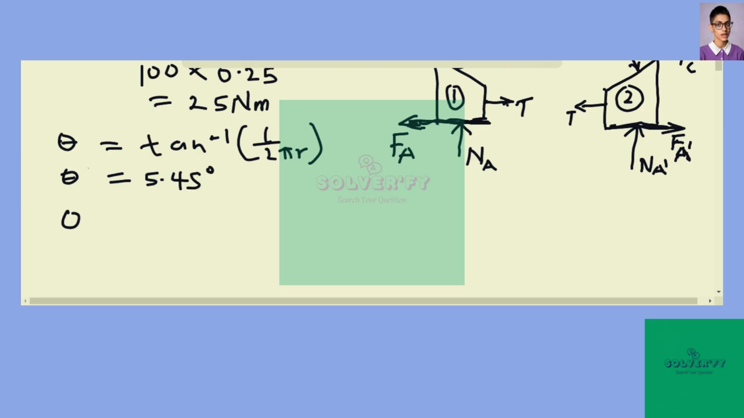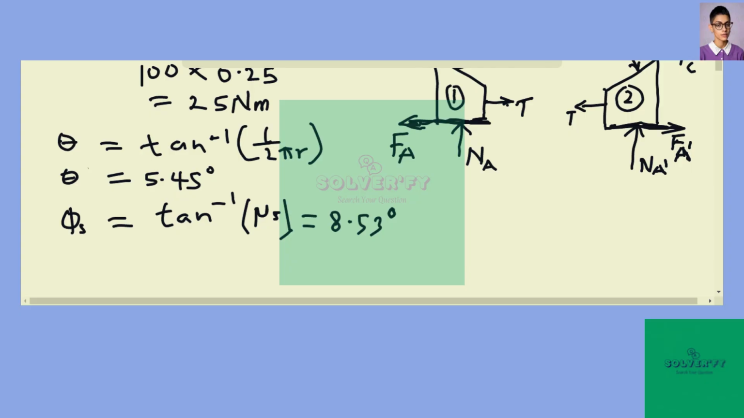Then you also look for the angle of static friction. To get that one, you apply the arctan of the coefficient of static friction, which is given. When you apply it, you are going to arrive at your answer to be equal to 8.53 degrees. So that is the angle of static friction.